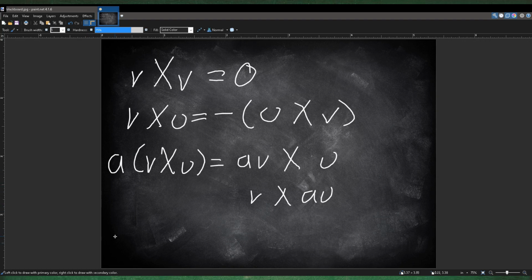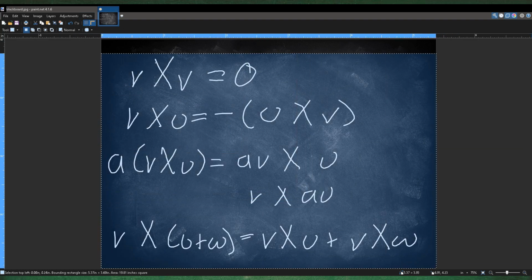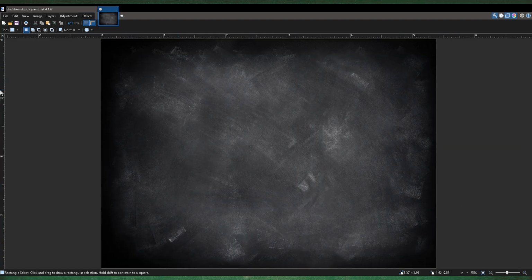And if you have the cross product of a vector with a sum of two vectors, this would be v cross u plus v cross w. So you just distribute them out. And those are the algebraic properties, which pretty much follow algebraic rules, except for some that are really weird.